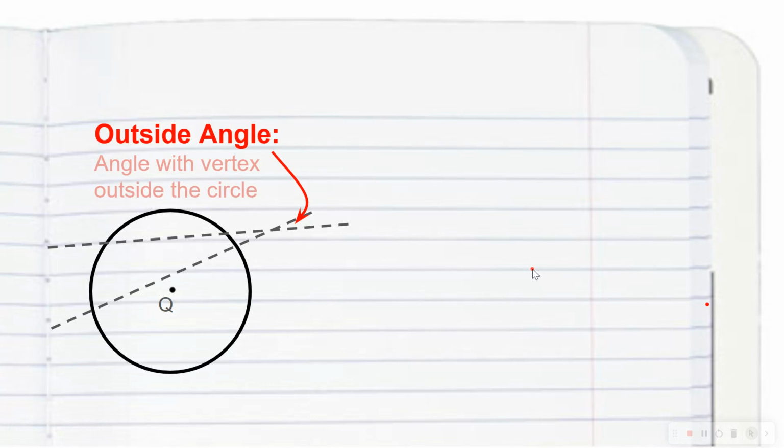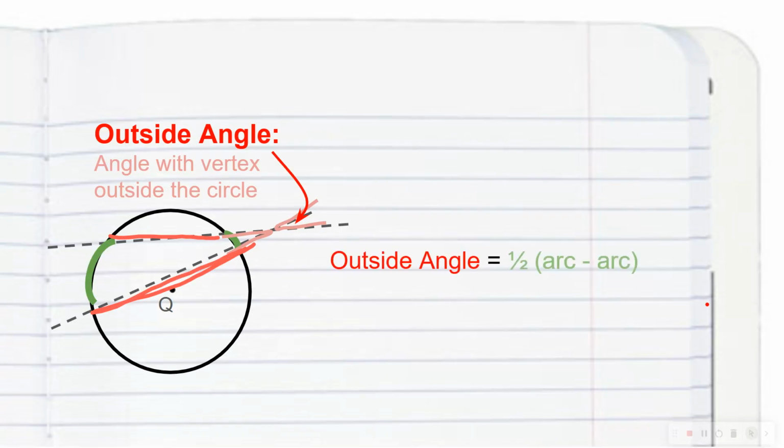Okay, so if it was on the inside, we added the arcs and divided by 2. So if it's on the outside, if I were to continue my angle, it intercepts two arcs again. And what I'm going to do is subtract them and then take half. So half of arc minus arc. Okay, so let's do an example problem.